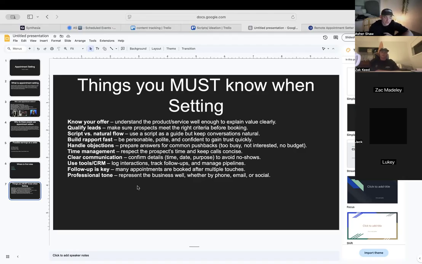Professional tone, representing the business well, whether by phone, email, or social media. If you're representing a business in appointment setting and you're swearing, carrying on, just not sounding that nice, imagine what that looks like to the business, and how that looks to the customer or the person that's trying to come through.